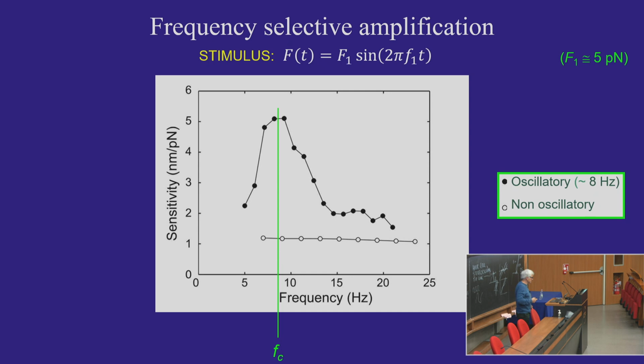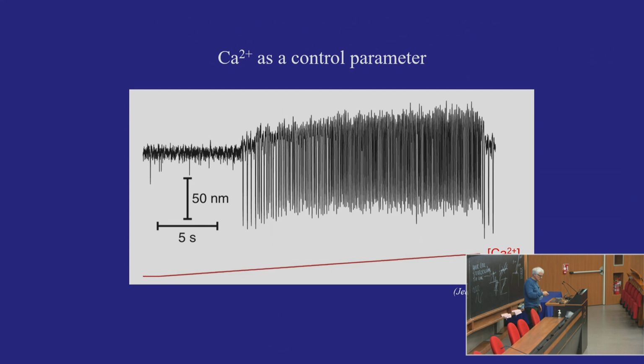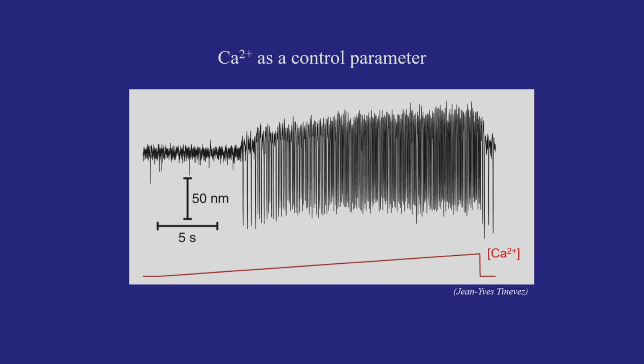Now, calcium. I just show this slide to demonstrate that calcium is very important because it defines the dynamical state of the system. This is a bundle that did not oscillate at rest, but upon a moderate increase in the calcium concentration, we can trigger oscillations at a bifurcation point that is here. So bifurcations indeed exist in that system.